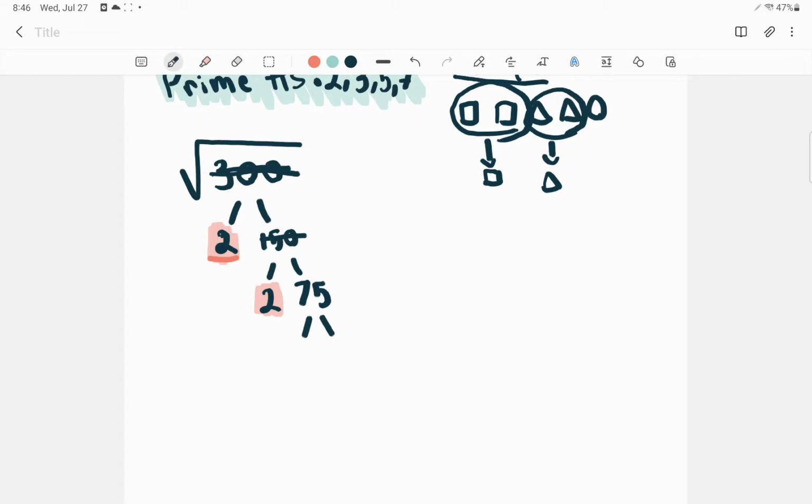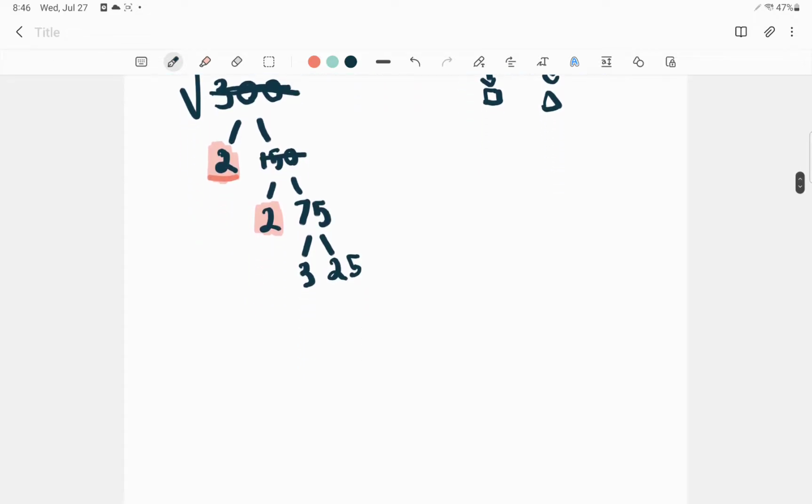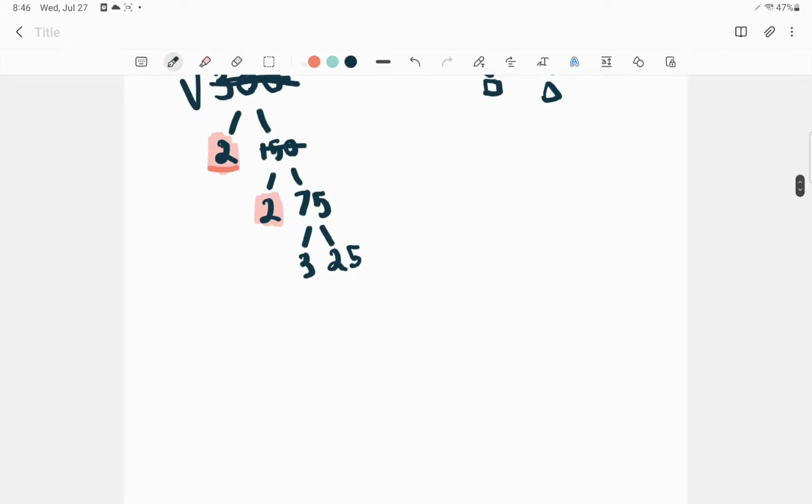So I know that 4 quarters makes 100. And if you take 1 quarter, you have 75, right? So I know 3 and 25 are going to be factors of 75. Okay, again, I'm going to put a line on 75 because I'm no longer going to use that one. I'm going to shade in 3.